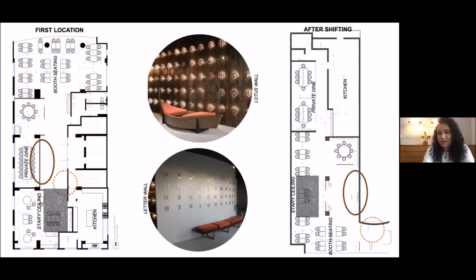Identity of space, I can now speak about the lotus wall and the letter wall for Laughing Buddha. We handed over Laughing Buddha in February last year. Just one month after handover, there was the COVID lockdown. So unfortunately, within that one month, they had to move out. But fortunately, within that one month, this lotus wall and letter wall became an identity for Laughing Buddha. When they were shifting, the owners and we were all in a fix that we had to keep them intact or repeat them even if we shift.